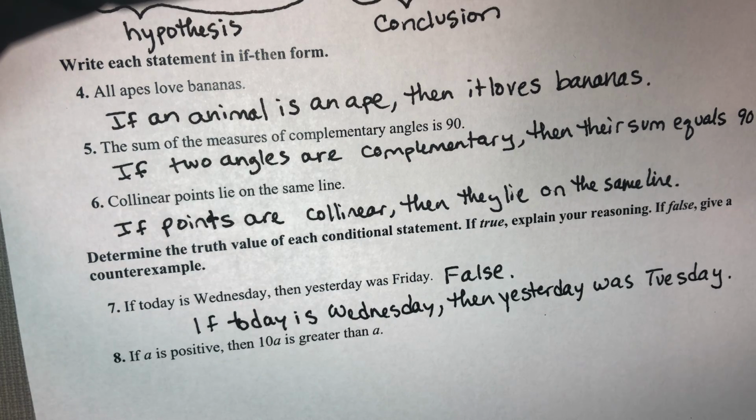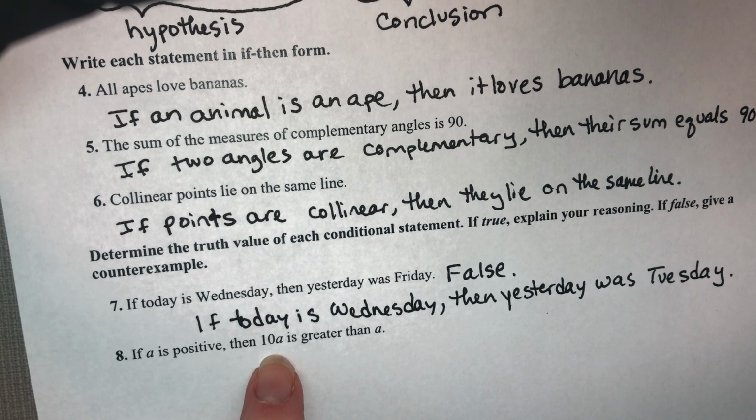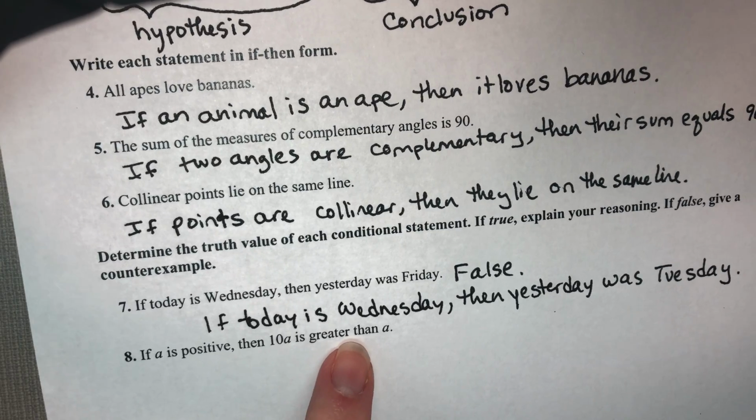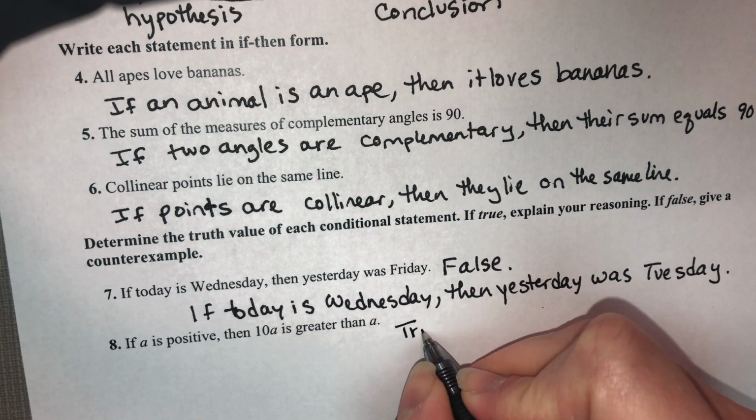Okay, number 8 says if A is positive, then 10A is greater than A. Remember from algebra, when you write 10A, that means 10 times A. So A is a positive number. If I multiply it times 10, is that going to be greater than whatever A was to start? I would say this is a true statement.